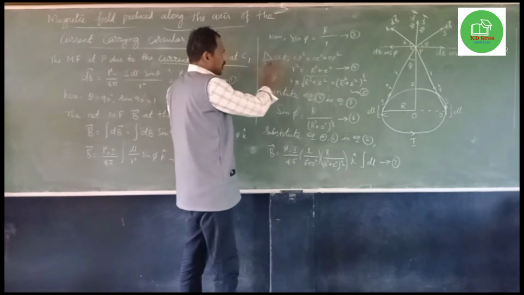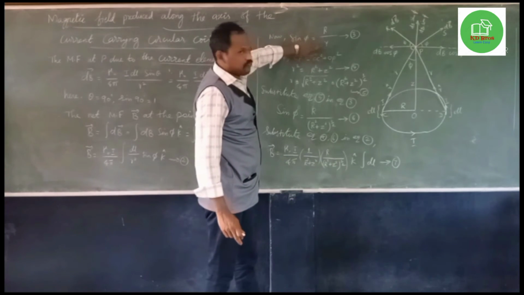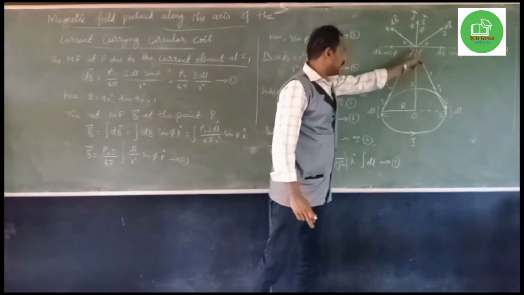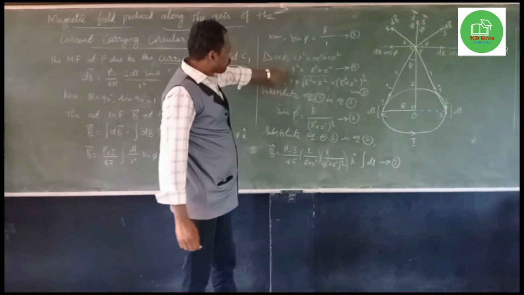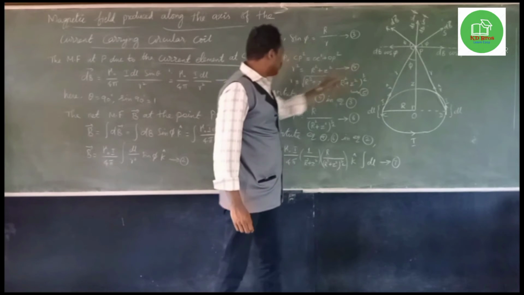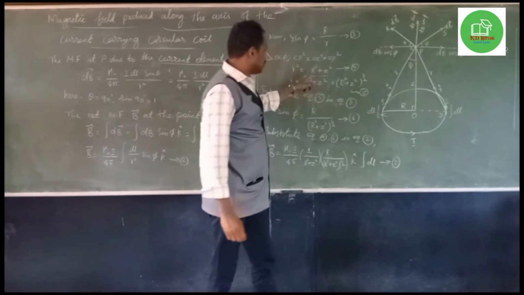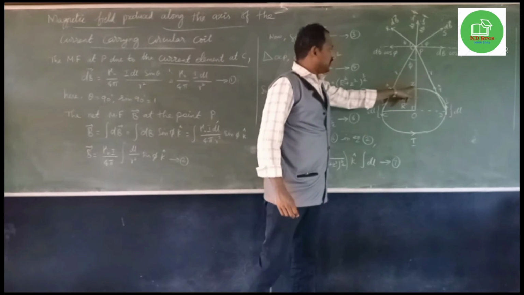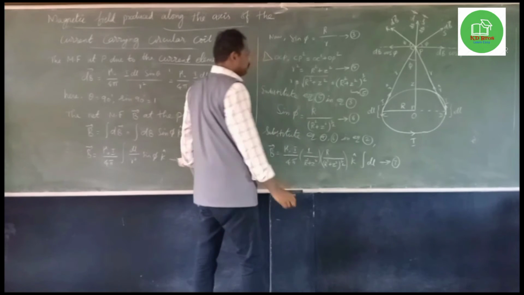In the same triangle OCP, we have to use the Pythagoras theorem to find the r value, since this is a right angle triangle. What is CP square? CP square is nothing but small r square, which is equal to OC square, where OC is nothing but capital R, so capital R square, plus OP square, where OP is nothing but Z, so Z square. This is equation number 4.